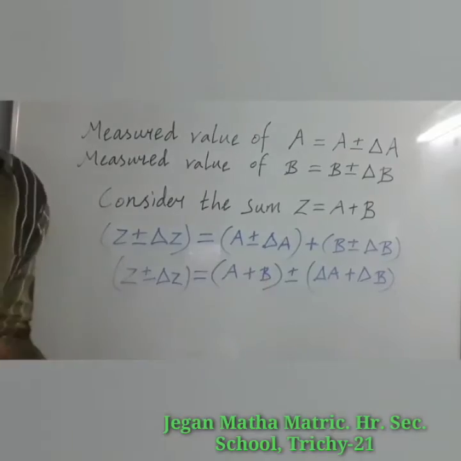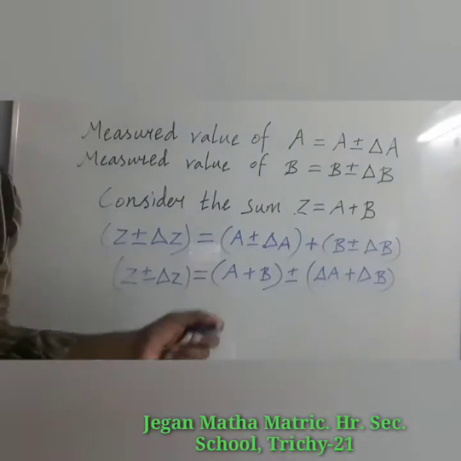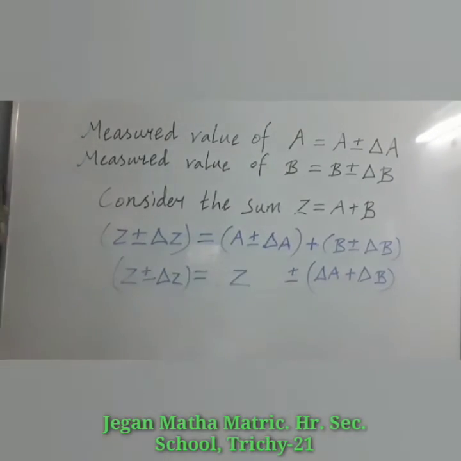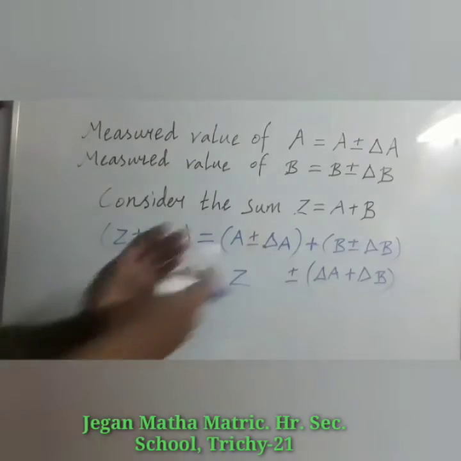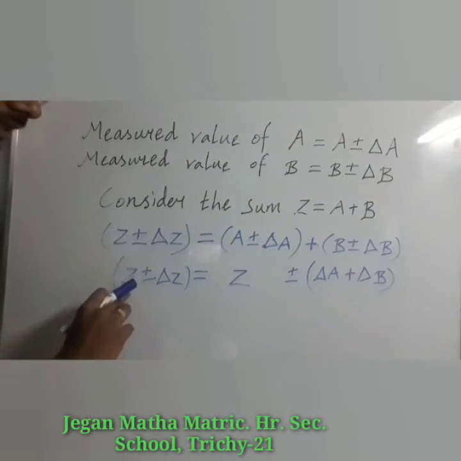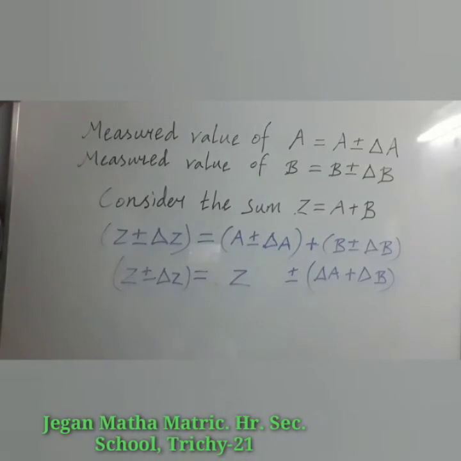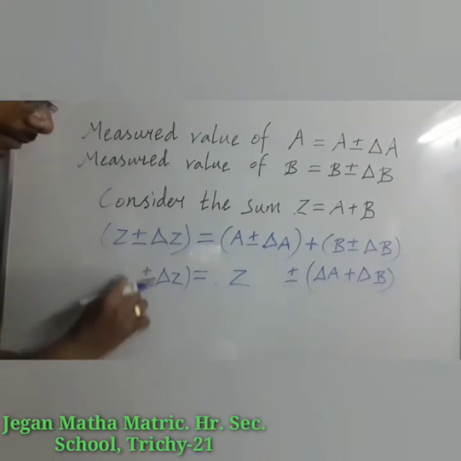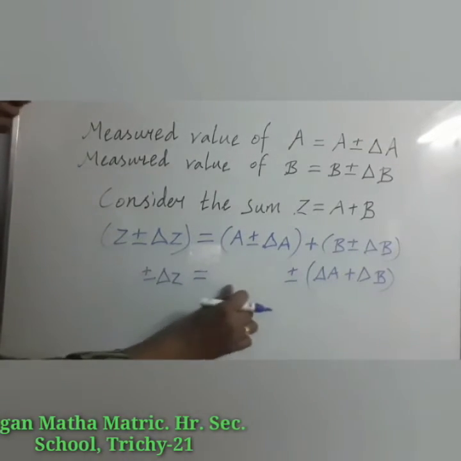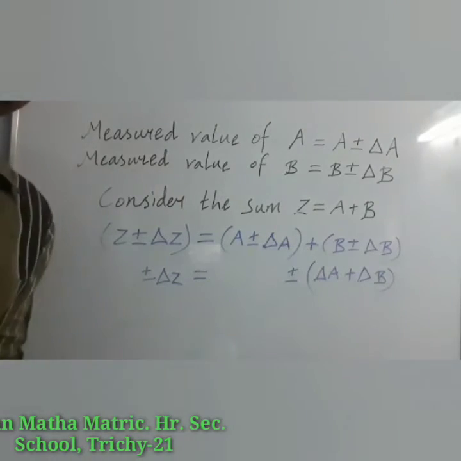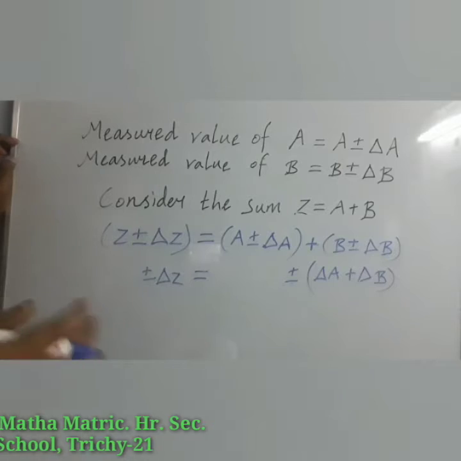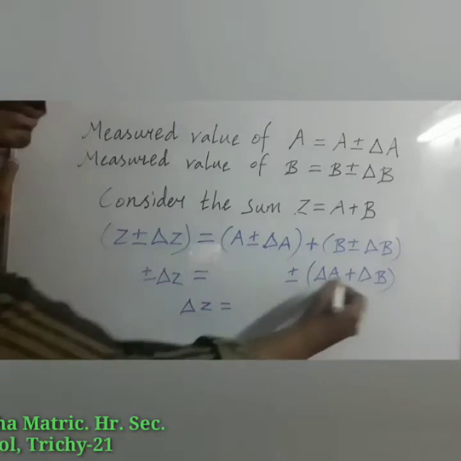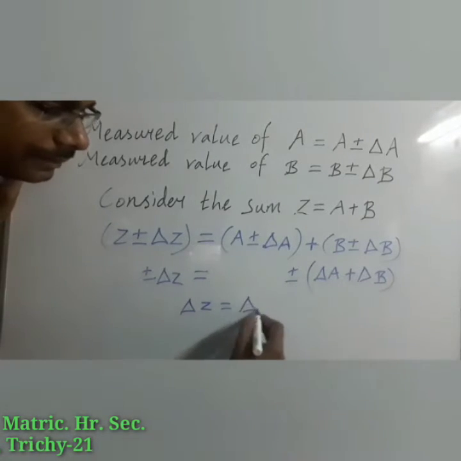Here what is A plus B? A plus B is nothing but Z. So this Z can be taken to the right side. Z is taken to the right side means its sign will be changed, so minus Z. So here plus Z minus Z can be cancelled. So what will be the remaining thing? Plus or minus del Z is equal to, this Z is cancelled, plus or minus del A plus del B. So del Z is nothing but the maximum possible error in the sum of the two quantities. Del Z is equal to the sum of the absolute errors in the individual quantities.